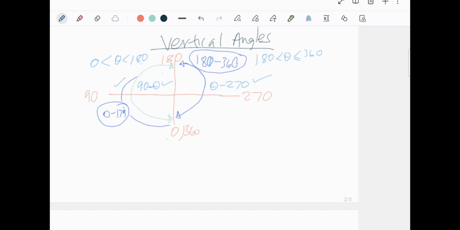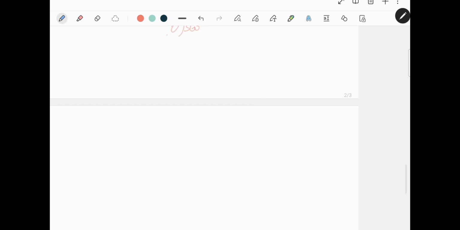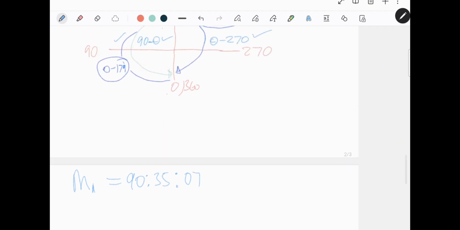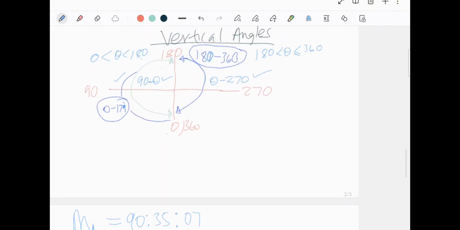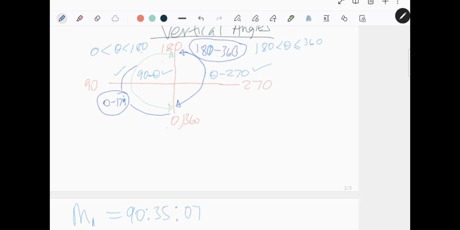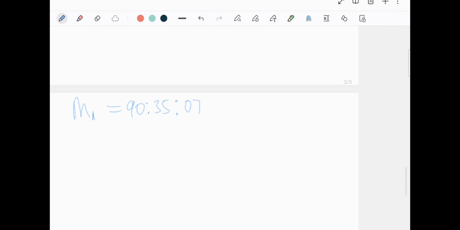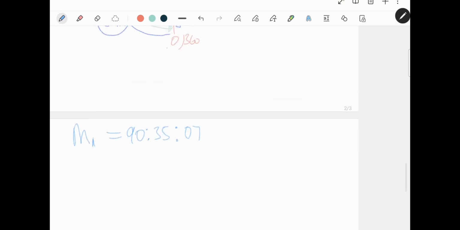Let's go to our VA. For M, I said you first draw this table, this Cartesian plane. For M, you write M1, since you have two angles, the first angle is M1. Our M1 from the table we're given is 90, 35, 07. Where do we find that 90? Obviously it's on this side, between 0 and 179. So we're going to use which formula? The 90 minus theta.